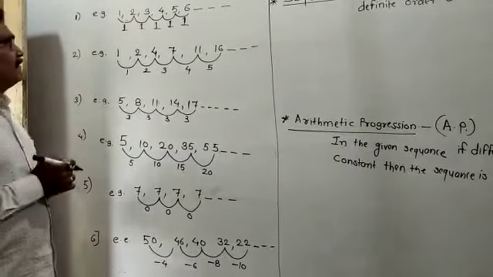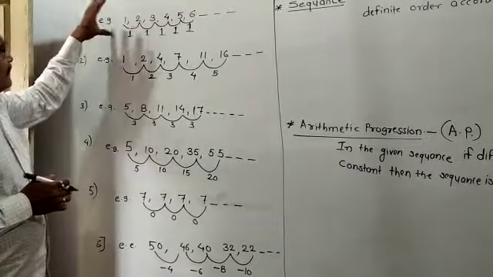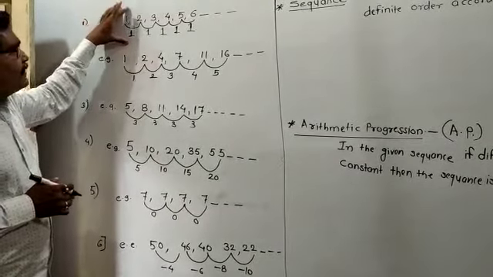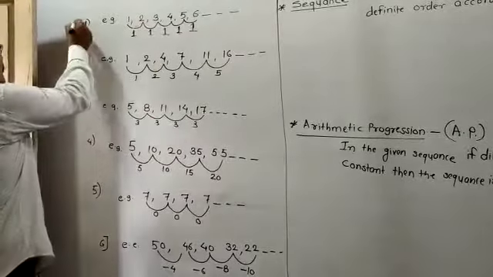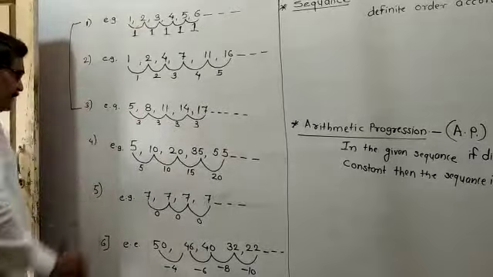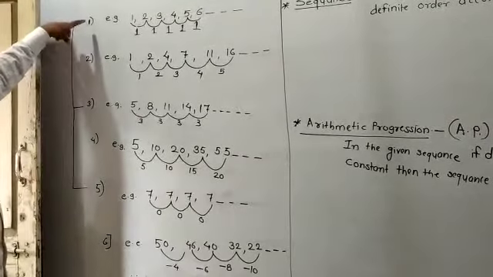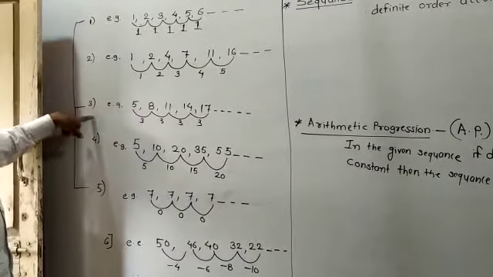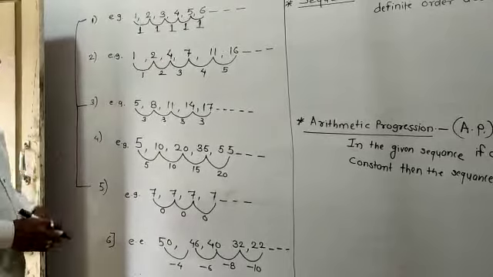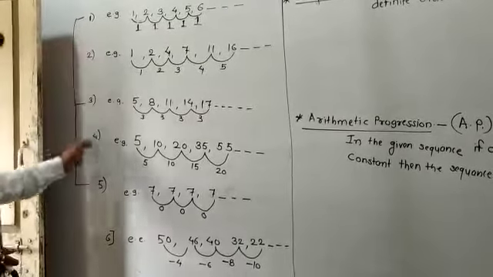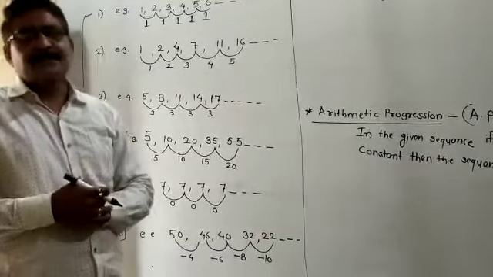If you observe, you will learn that here the difference between two consecutive terms is constant. In sequence number 1, sequence number 3 and sequence number 5, the difference between two consecutive terms is constant. But in the remaining examples 2, 4 and 6, the difference between two consecutive terms is not constant.